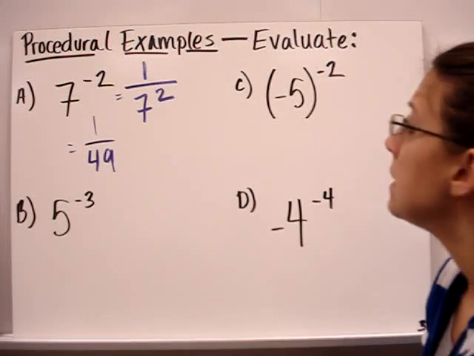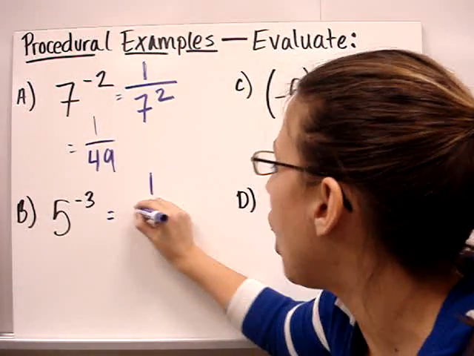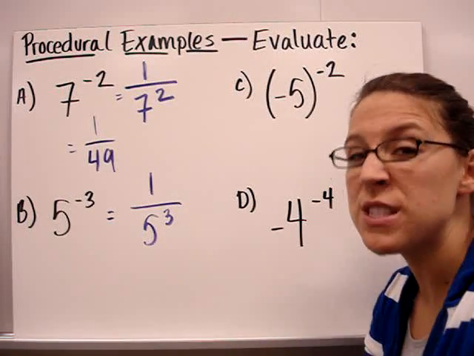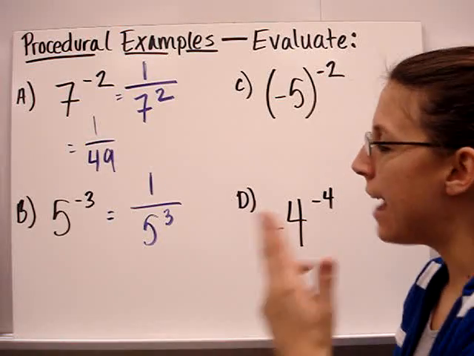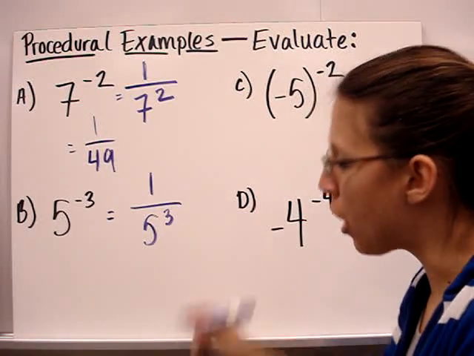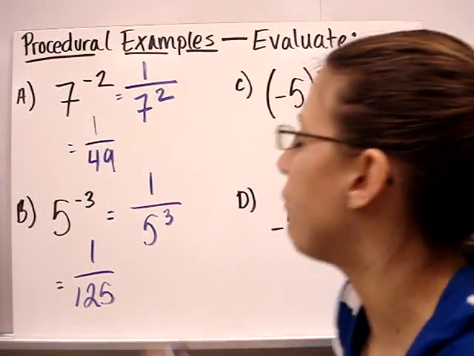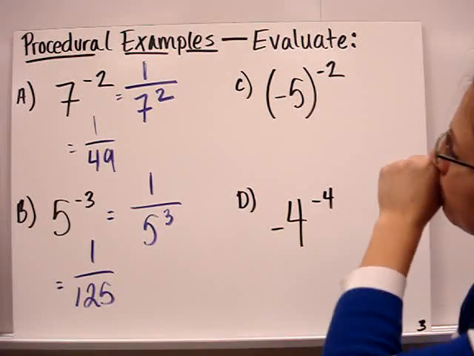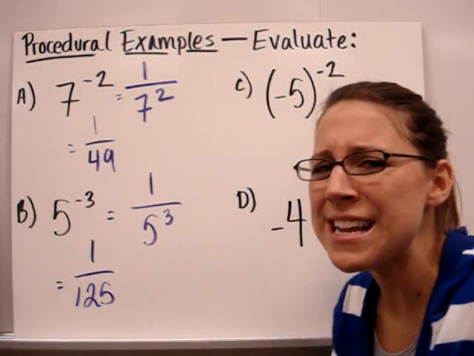Keep that in mind. Example B, 5 to the negative third means 1/5 to the third. 5 to the third means 5 times 5 times 5. 5 times 5 is 25, and 25 times 5 is 125. So 1/5 to the third is going to be equivalent to 1/125. 1/125th, again, this is not negative. Excuse me. C, negative 5 to the negative 2. Now this is interesting, isn't it?